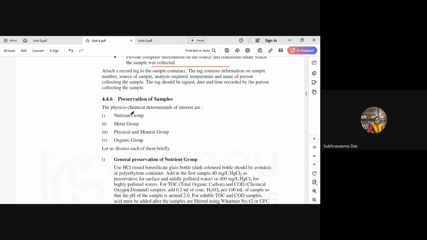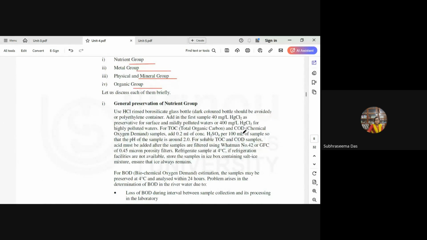Then after the samples have been collected, next comes the important task of preservation of the sample. The physicochemical determinants that are present in water samples which need to be analyzed are the nutrient group, metal group, physical and mineral group, and organic group. So now, general preservation of the nutrient group. We know water is a collection of different types of groups, so first we will talk of how we can preserve the nutrient group.